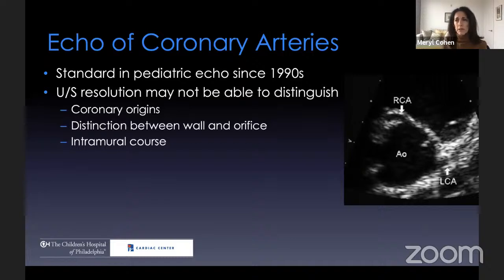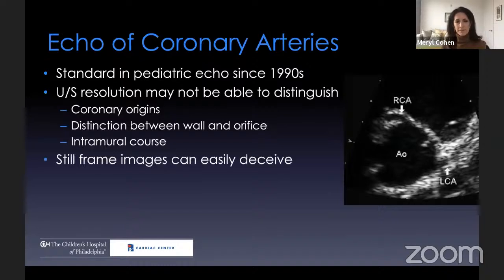But it's also important to recognize the limitations of echocardiography with regard to coronary arteries. They're very small structures, and ultrasound may not really be able to distinguish certain important features. Sometimes we really cannot see the origins of the coronary arteries. And it is very difficult for us to distinguish between aortic wall and the orifice, which makes it troubling for us to make a clear-cut determination of an intramural course by echocardiography.